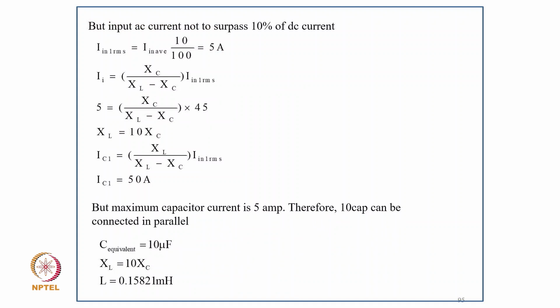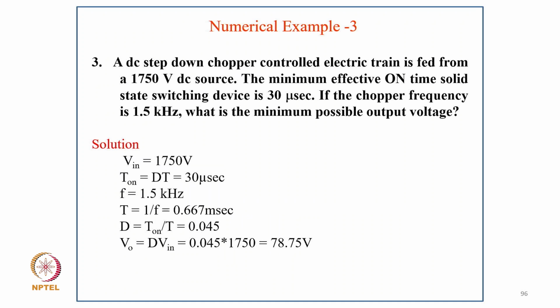Now the input AC current should not exceed 10% of DC current. So I RMS is 10 upon 100 of I average, that's 5 ampere. Putting the value, it comes XC equal to 10 XL, and IC equal to XL upon XL minus XC into I in. So IC1 becomes 50 ampere, but maximum ripple current is 5 ampere, therefore 10 capacitors can be connected in parallel. So it's equivalent to 10 microfarad, so XL equal to 10 XC, so L comes 0.1582 millihenry.